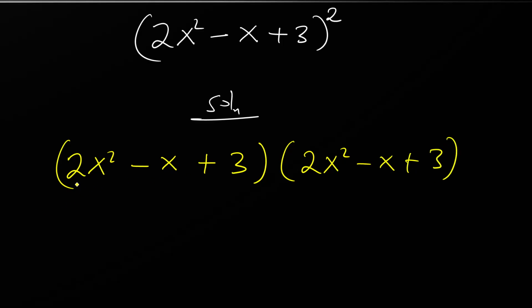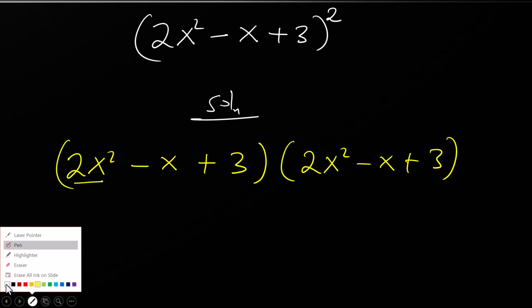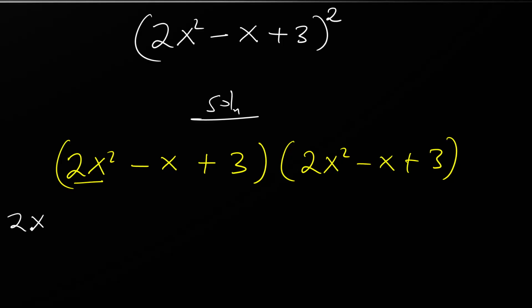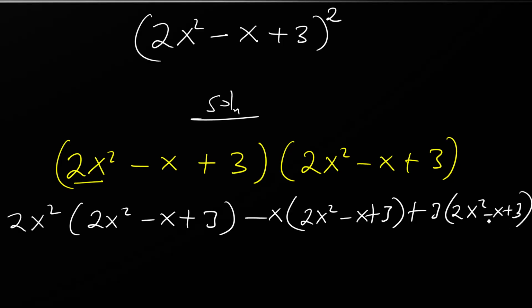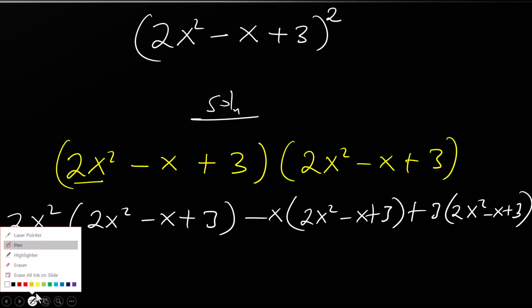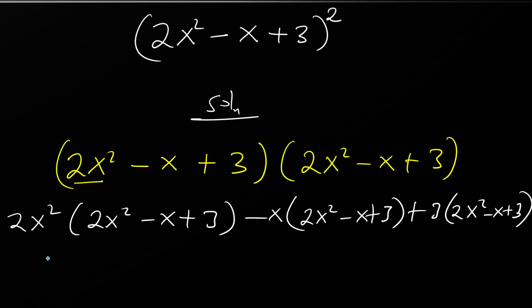2x squared minus x plus 3. Now this one will take everything. So 2x squared will take everything: 2x squared minus x plus 3, and minus x will go ahead and take everything. Okay, and plus 3 will also take everything. Okay, so from here we can multiply them.